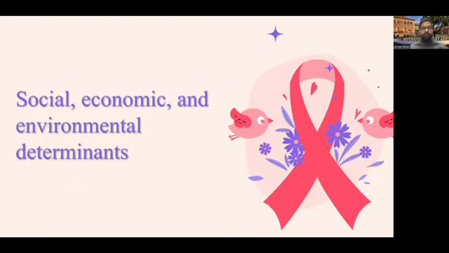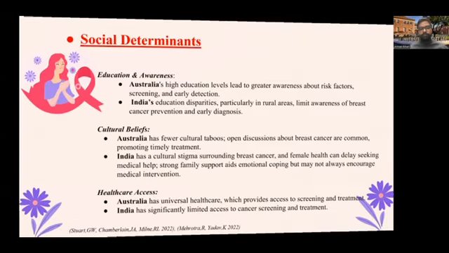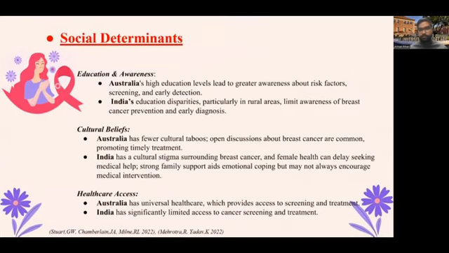My topic is social, economic, and environmental determinants. The first one is the social determinant, which is education and awareness. Australia's high level of education system means there is better risk for early detection, whereas India has poor rural areas, so despite that, awareness is very low.